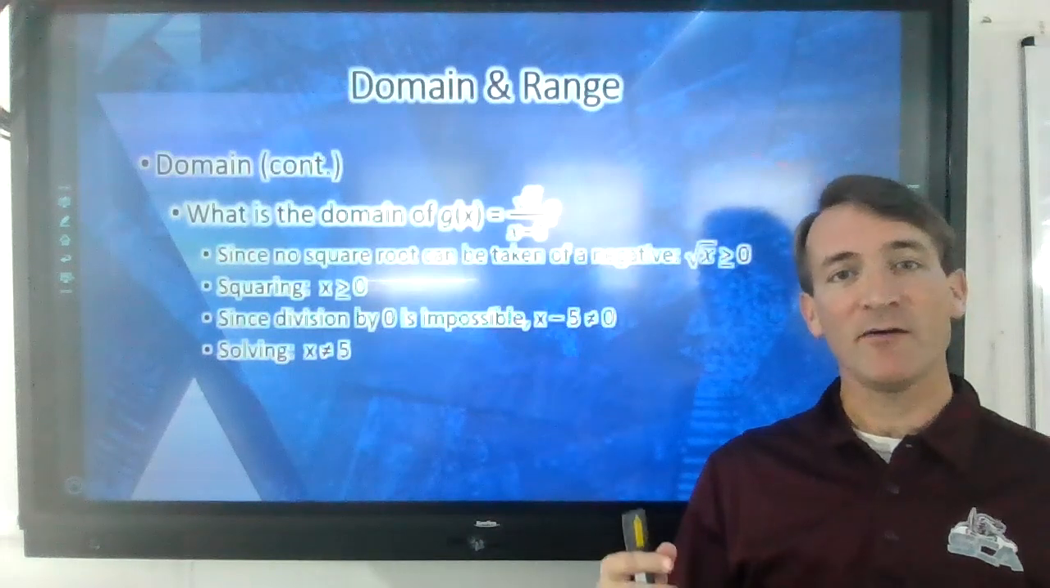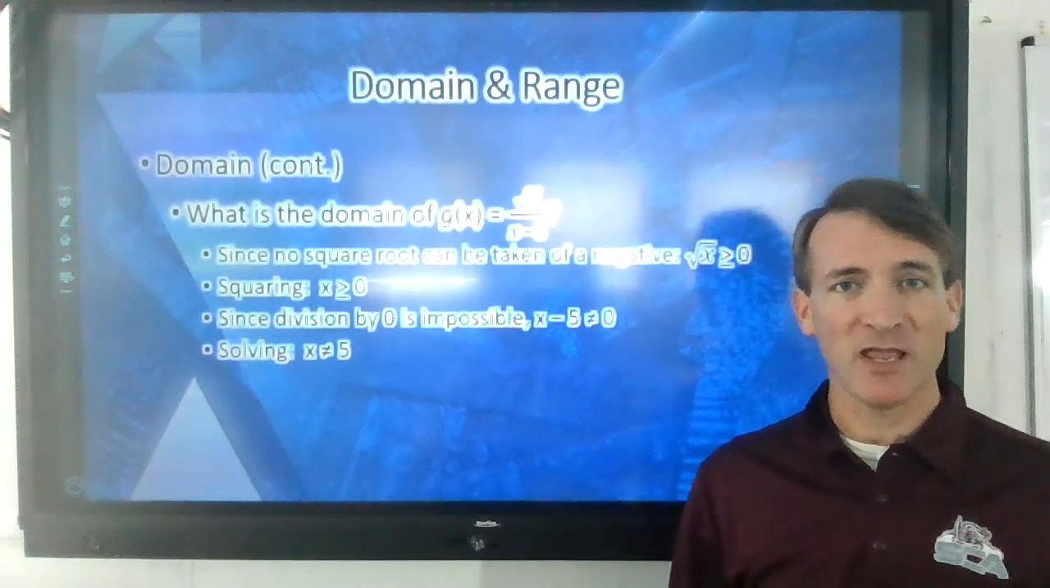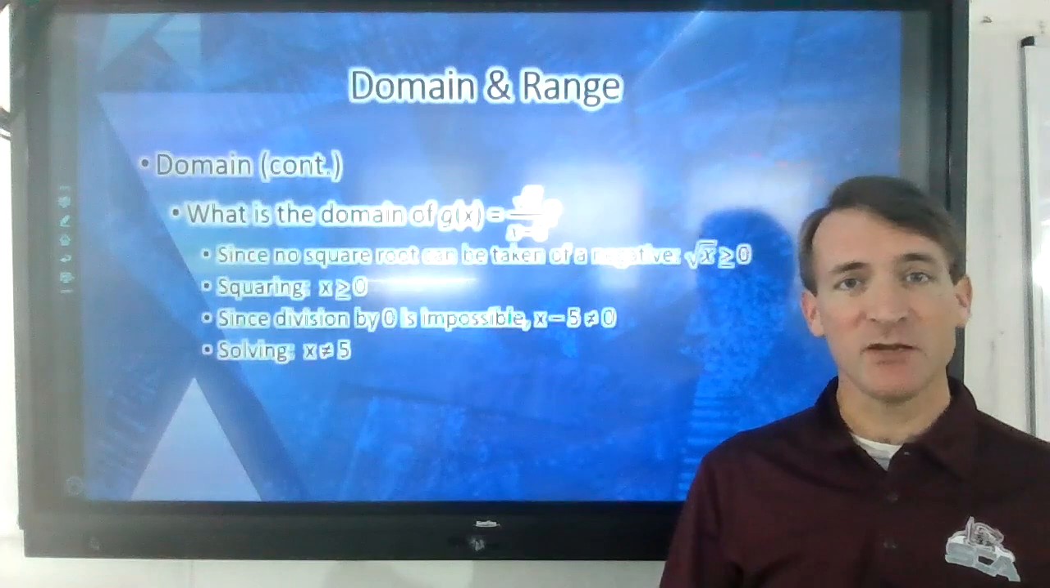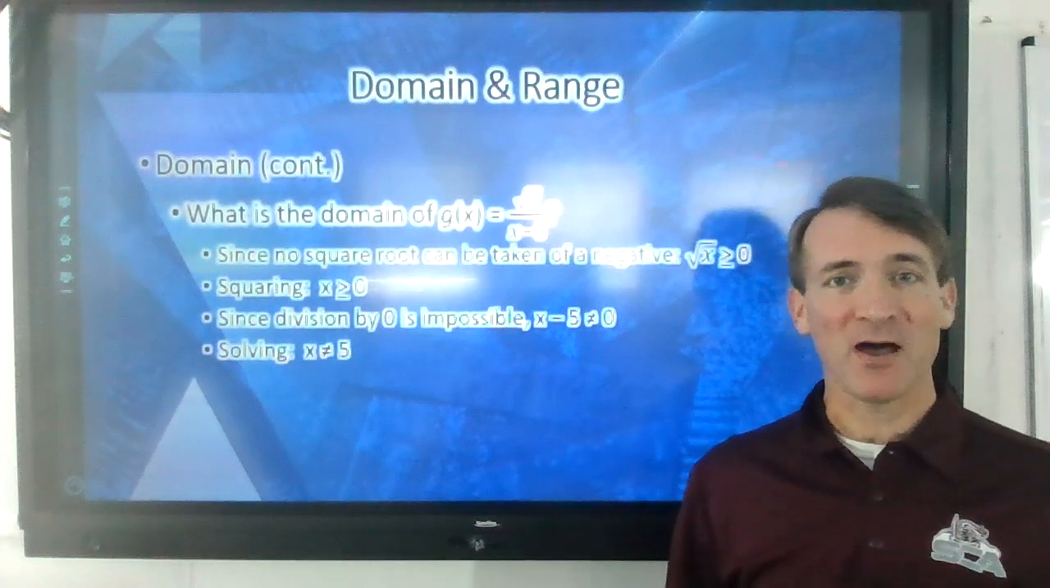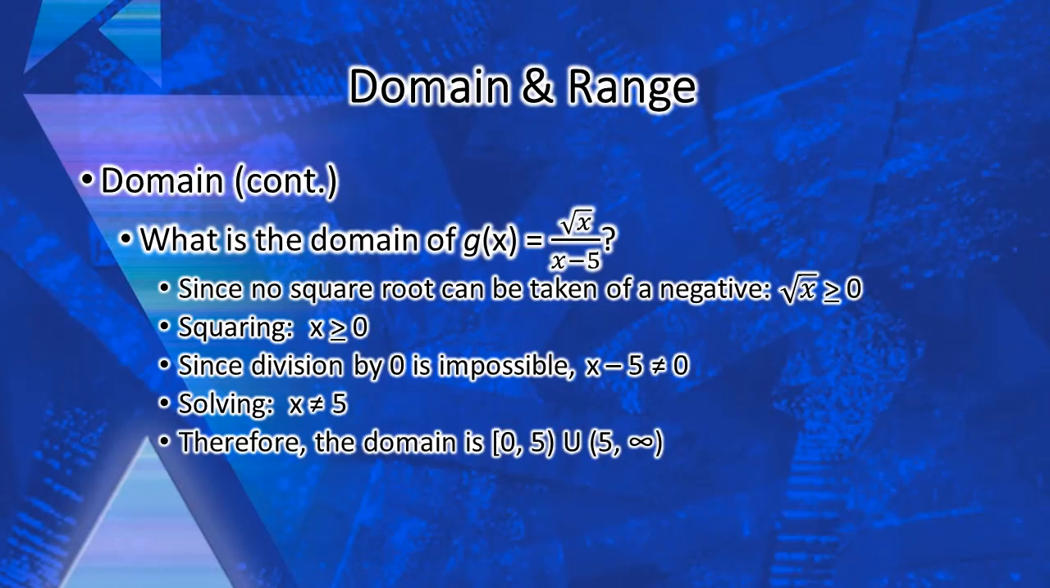And so I now have two portions to my domain. X has got to be greater than or equal to 0, but cannot be equal to 5. So when I write this out, I need to make sure that I indicate as such.